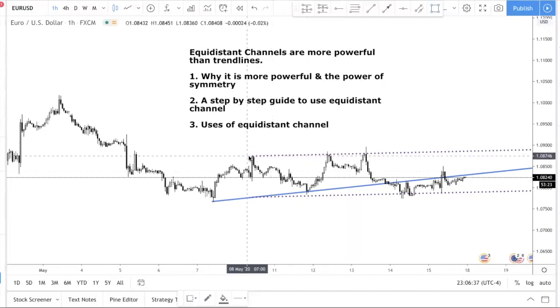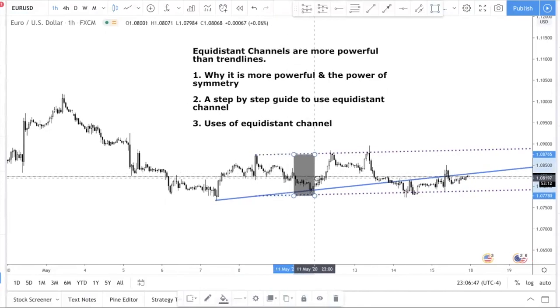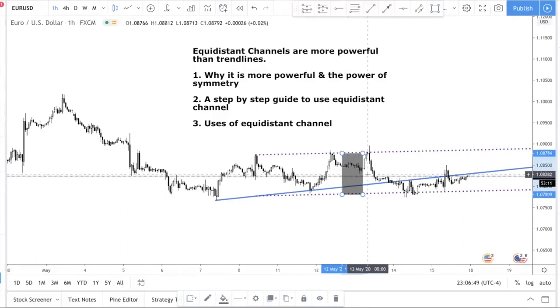The distance between, as I said, the difference between 2 points is always the same. Okay, the distance is always the same. If you just take a box to measure it, it's always the same. That's the power of an equal distance channel, right? The distance is always the same. So there is symmetry, right? And when there's symmetry, you want to pay more attention to it.